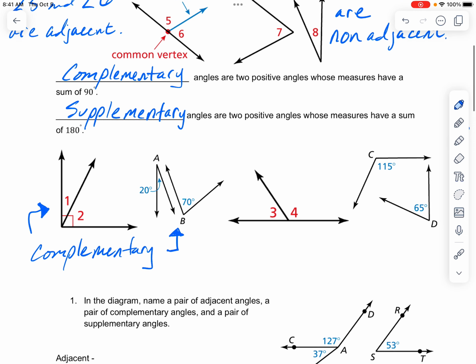Similarly, we have the same kind of situation here in the next two diagrams. They are both supplementary. Remember, if they add together to make a straight line, like angles 3 and 4, when you put those two angles together, this is angle 3, angle 4, add them up, they equal a straight line. That is 180 degrees. That is supplementary. Same with this other pair over here, right? 115 and 65. Non-adjacent, but they are still supplementary.